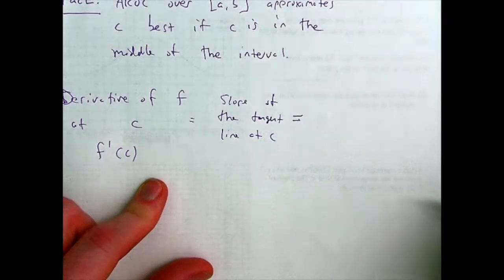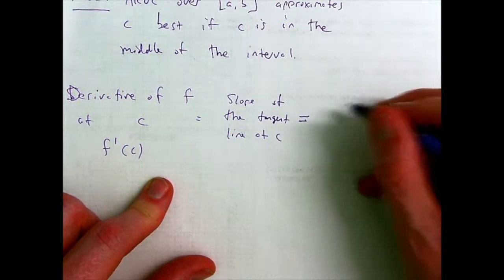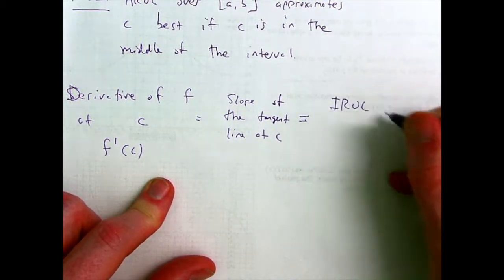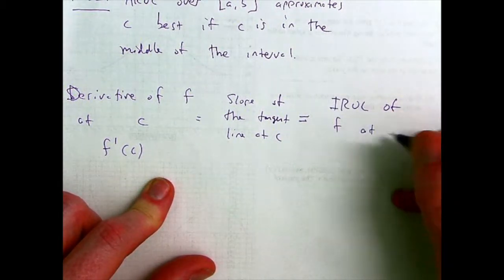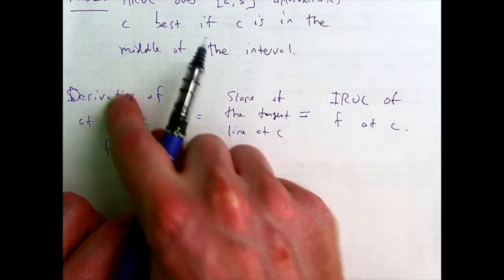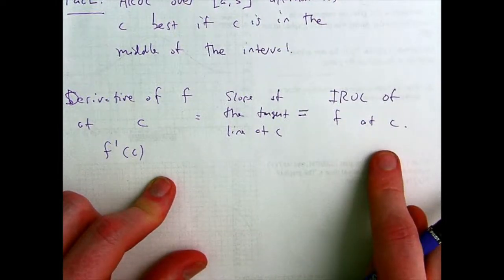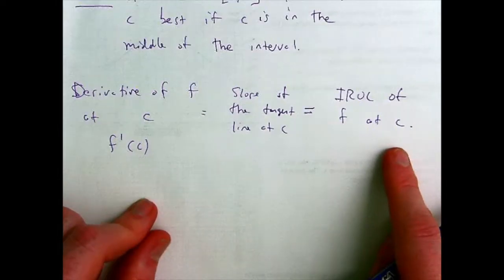And we have another way to understand the derivative as the instantaneous rate of change of f at c. That's the idea. Okay, so these three things all mean the same thing. Derivative of f at c, the slope of the tangent line at c, and the instantaneous rate of change of f at c. They all mean exactly the same thing.